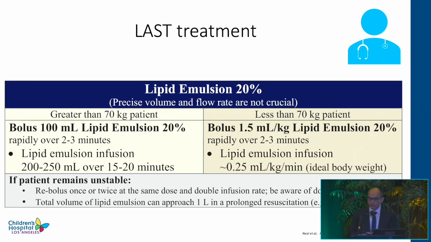For lipid emulsion, the dosing is as follows. For a patient above 70 kilos, you can do a 100 cc bolus over 2 to 3 minutes, followed by an infusion of 200 to 250 cc over 15 to 20 minutes. For a patient less than 70 kilos, you can do a bolus of 1.5 cc per kilo over 2 to 3 minutes, and then follow with an infusion of 0.25 cc per kilo per minute. If they don't respond to the initial bolus or the infusion, consider bolusing again a second or third time and double your infusion rate. But keep in mind that there is a 12 cc per kilo limit for resuscitation.